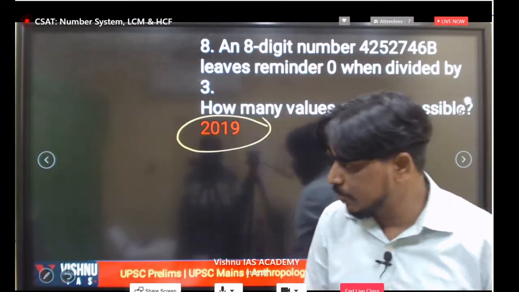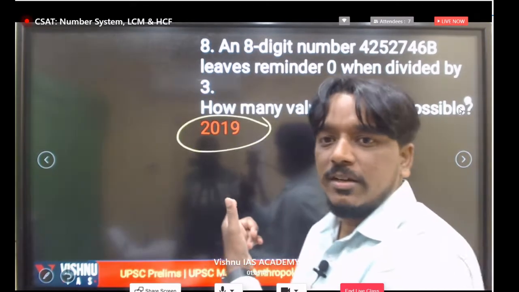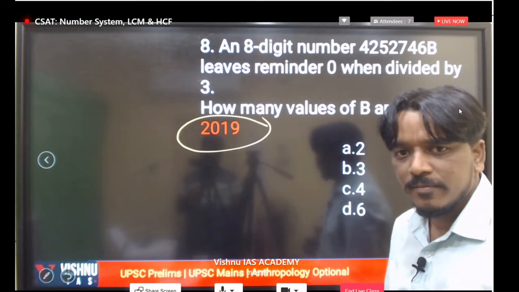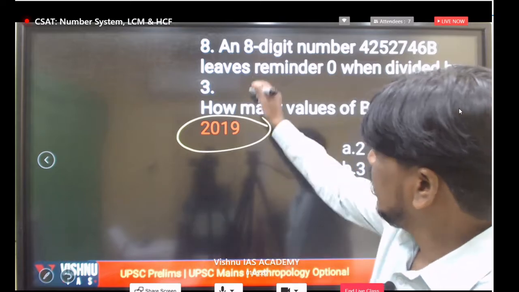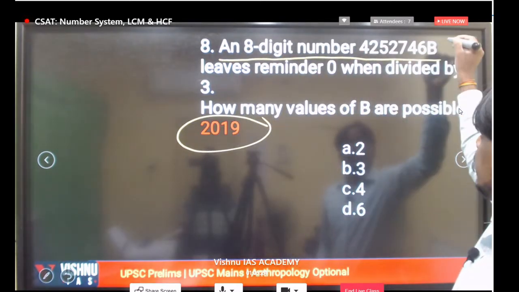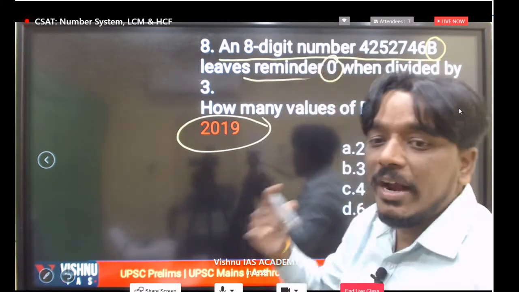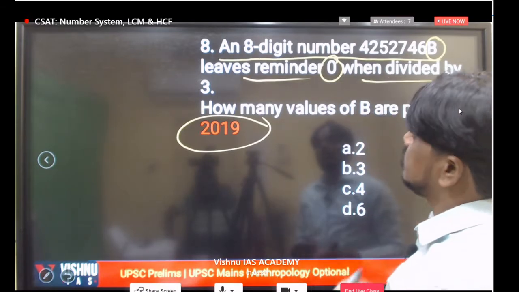Next we will discuss some points related to LCM and HCF also, but everyone should complete this, or within seconds we can answer also. Just simply tell me, what is the answer? An 8-digit number, again, in the last we have a B, leaves the remainder 0. Remainder 0 means exactly divisible, right? By what? Divisible by 3.